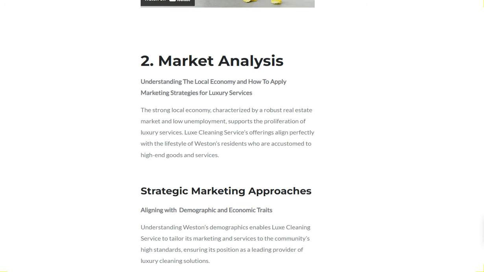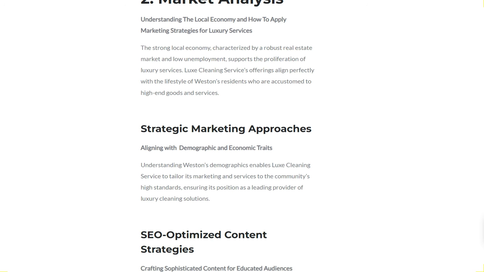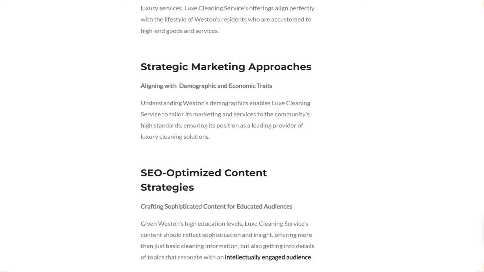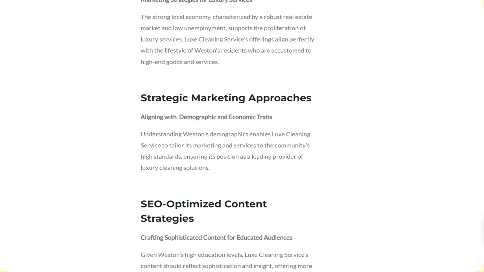So the second part is the market analysis. What we're trying to explain here is we're doing our research above on the demographics, and then we want to try to understand those demographics and then how to approach them. And you would do that in your situation.